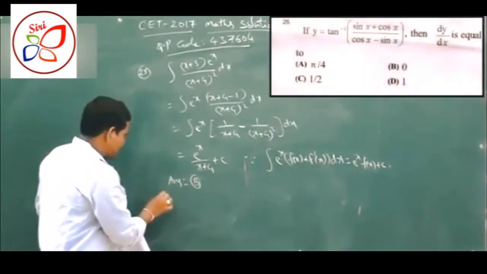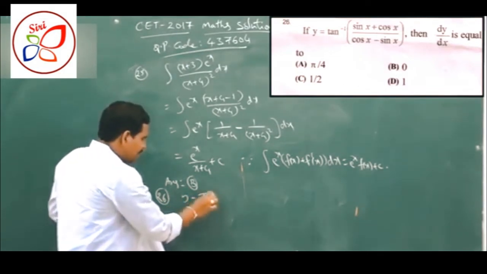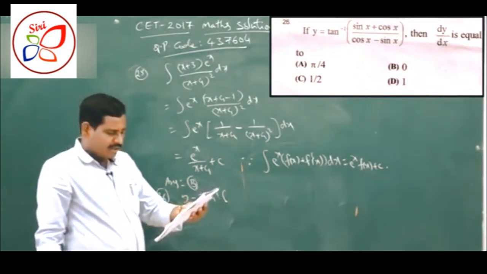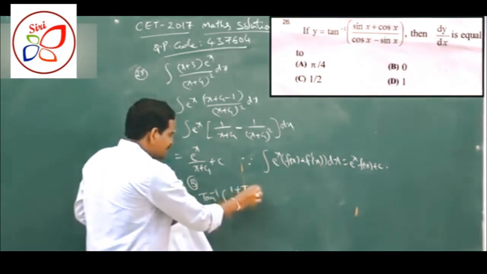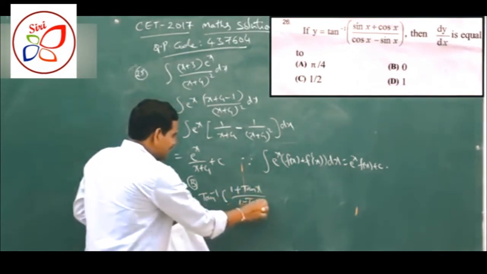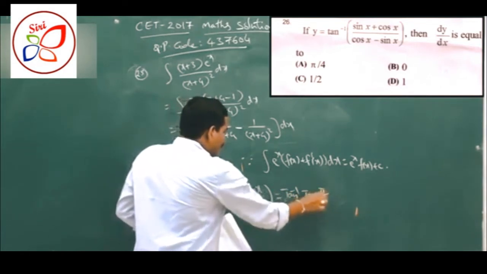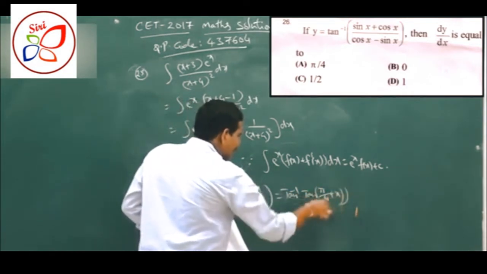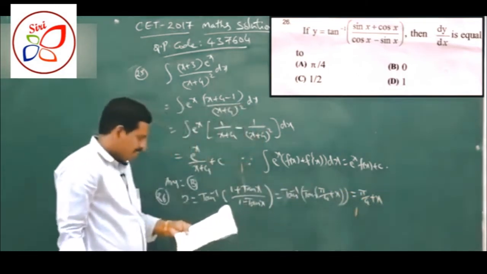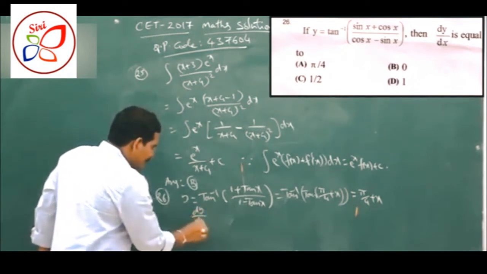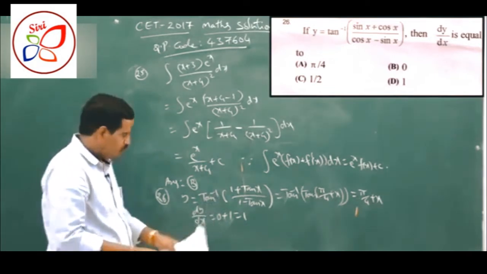Now, question number 26. Y is equal to tan inverse of, inside sin x plus cos x by cos x minus sin x, given. Converting into tan, dividing both by cos, 1 plus tan x by 1 minus tan x. It means tan inverse of this, formula for tan of pi by 4 plus x, tan inverse tan gets cancelled, value is pi by 4 plus x. So its derivative dy by dx is equal to, for pi by 4 it is 0, for x it is 1, answer is 1. It means the fourth option D.